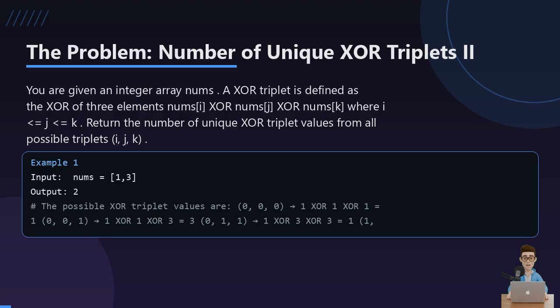You have an array of numbers, and you look at every possible group of 3 elements from it, where the same element can repeat in the group and order doesn't matter beyond going left to right. For each group, you combine the 3 numbers using the XOR operation to get a result. The task is to count how many different results you can get across all these groups.